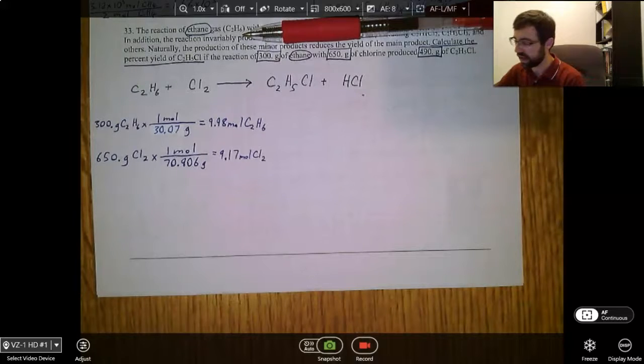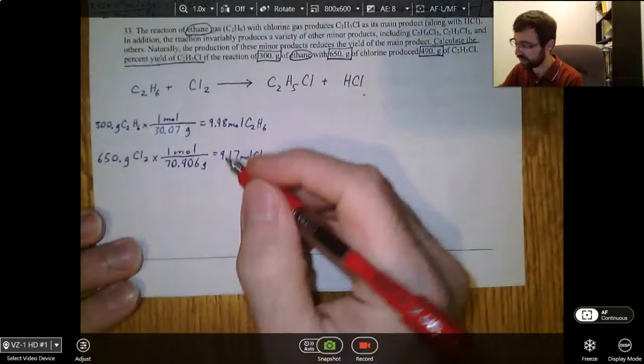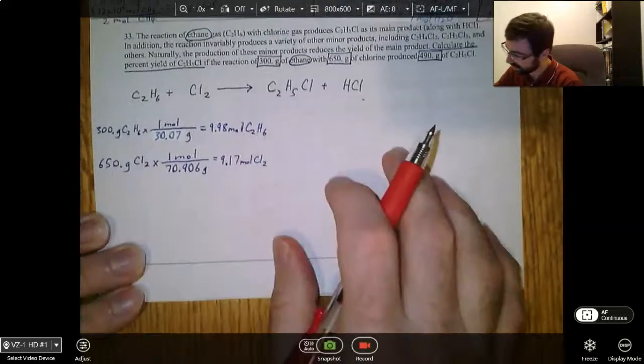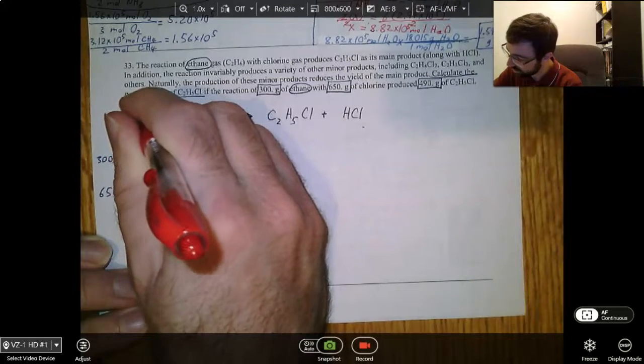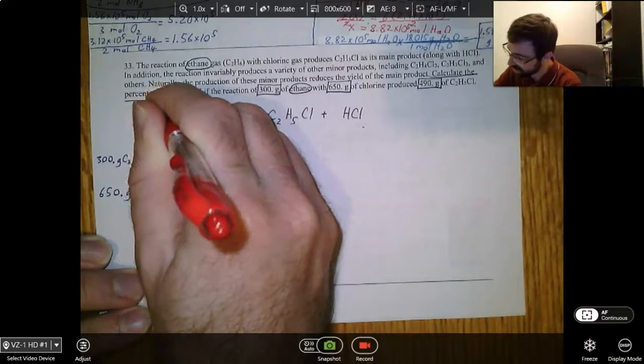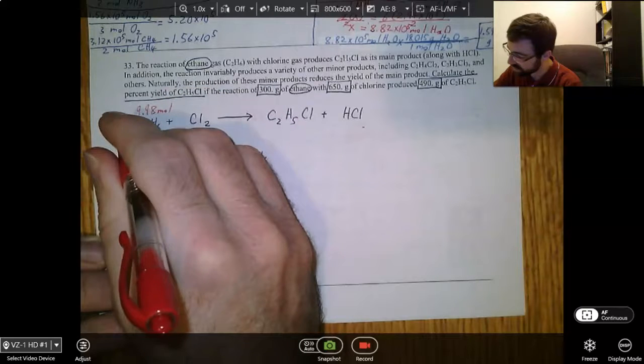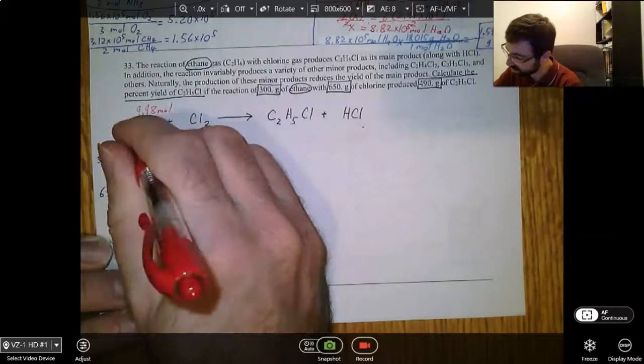All right, now we've got moles, we can put that in up here. I'm going to say I've got 9.98 moles over, well, the coefficients we said are all 1, so that's going to be 1 mole.